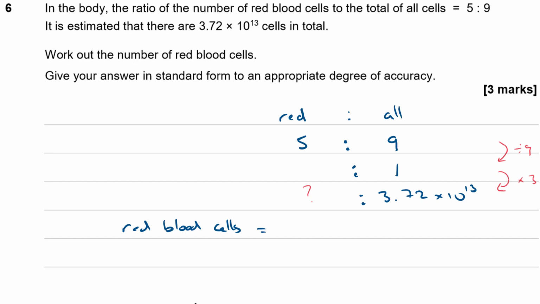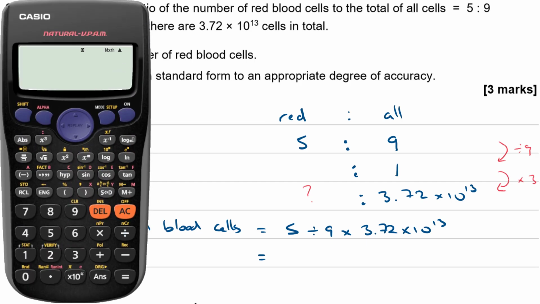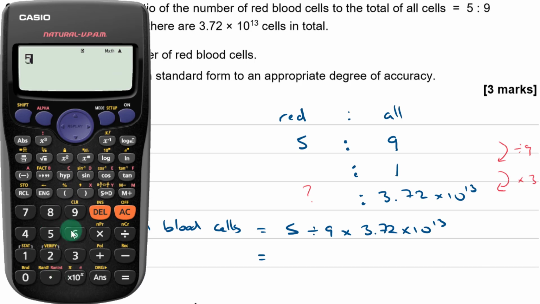So the number, and that's going to give me the number of red blood cells, is equal to 5 divided by 9, and then times by 3.72 times 10 to the 13. So I think this is a calculator question, so I'm just going to work it out on the calculator. I'm going to do the numerical part first, and leave the 10 to the 13 until last. So what is 5 divided by 9 and then times by 3.72? Now that's giving me 2.0666. Well, it's recurring, isn't it?